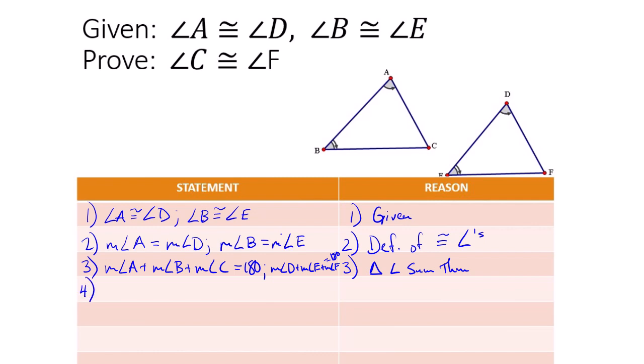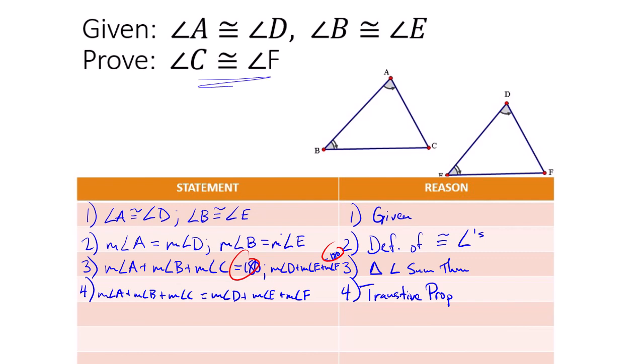So step 4. Now that those are both equal to 180, I can set them equal to one another by the transitive property or substitution property. The book uses substitution; I'm going to use transitive property. So I'm going to say measure of angle A plus measure of angle B plus measure of angle C is equal to measure of angle D plus the measure of angle E plus the measure of angle F. So what do you think we can do now? Remember, we're trying to prove that C is congruent to F.